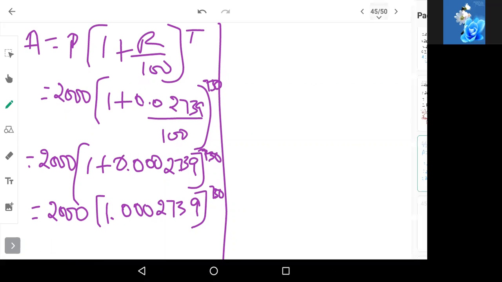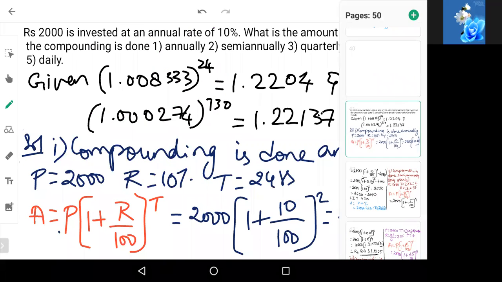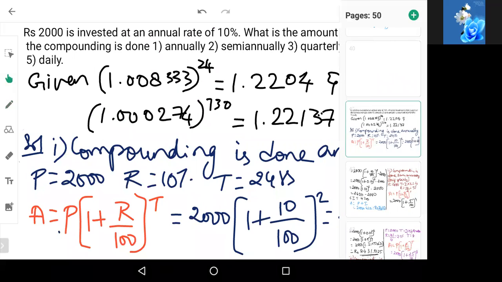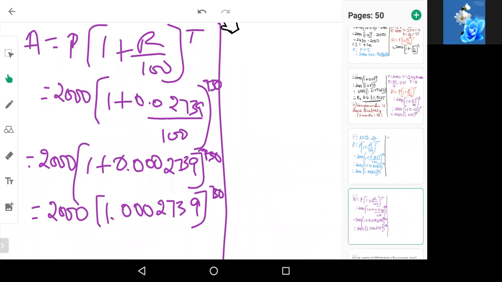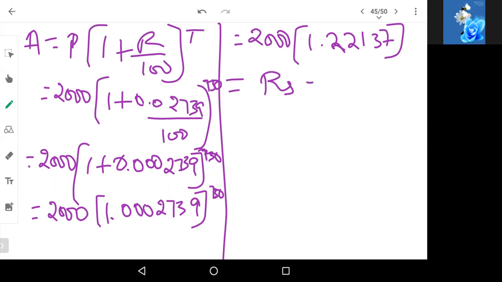So again, going back to the question, here they have given you the log table value 1.22137. Utilize this. So 2000 into 1.22137. So your value will be 2442.74.